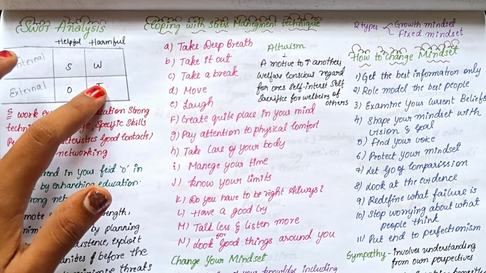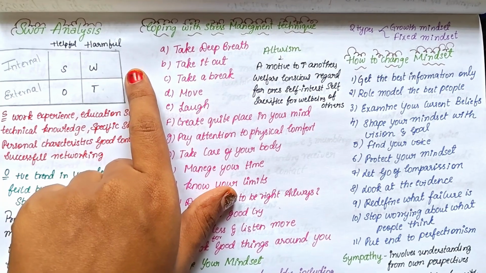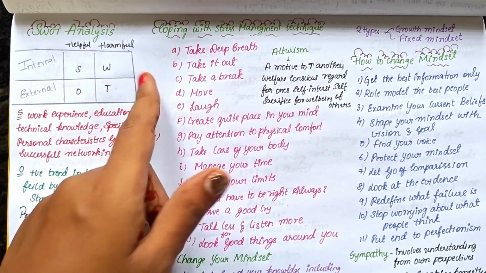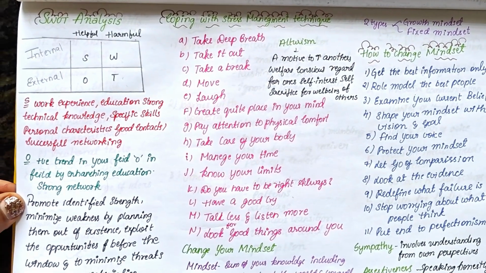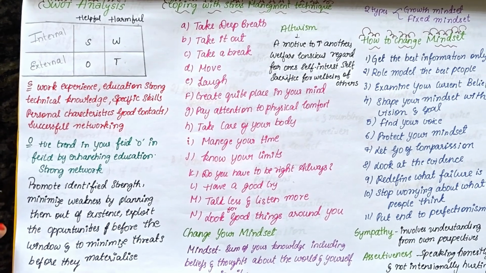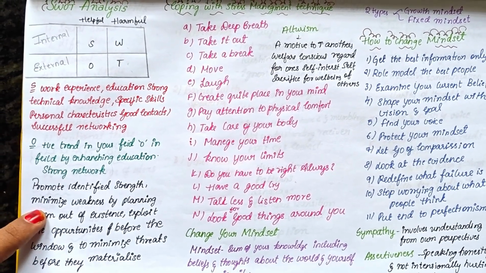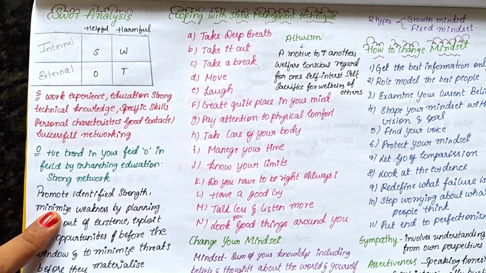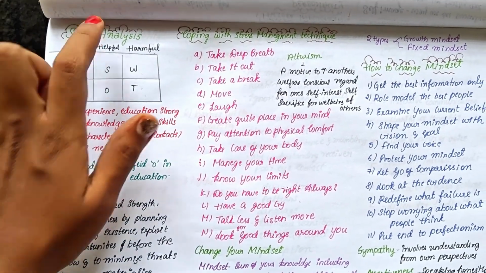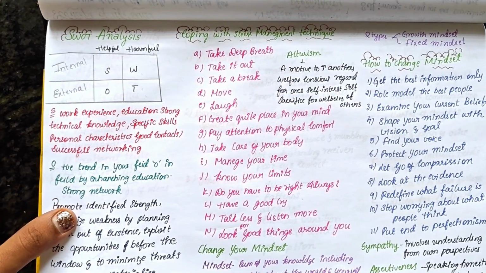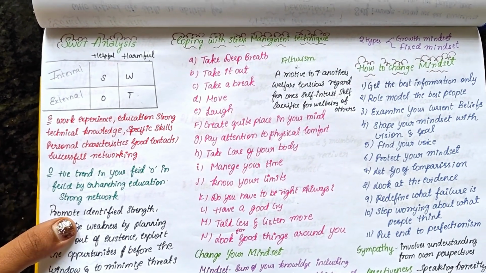This weakens and creates a negative attitude in a person, and hence these are known as the harmful category. Promoting identified strengths and minimizing weaknesses, by planning them out for existence, exploiting the opportunities before the windows close, and minimizing the threats before they materialize is the aim of SWOT analysis. Through this SWOT analysis, you can promote your strengths and also minimize the weaknesses.